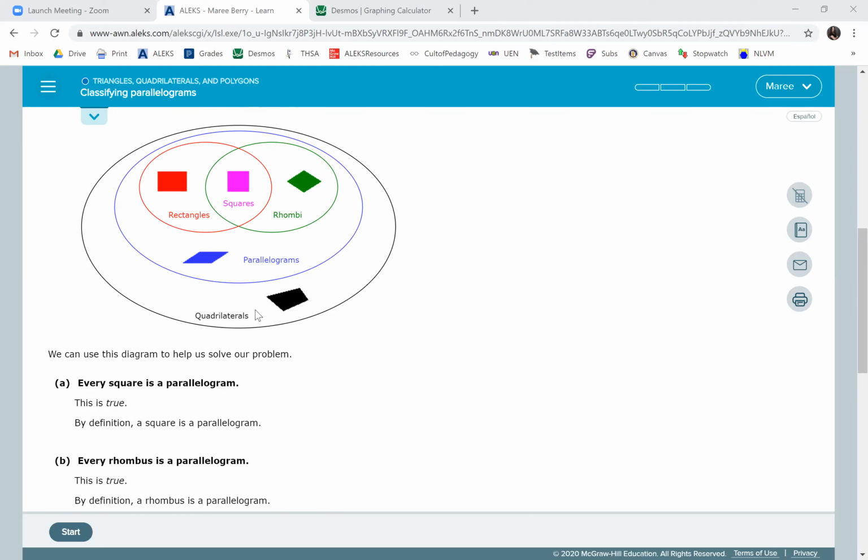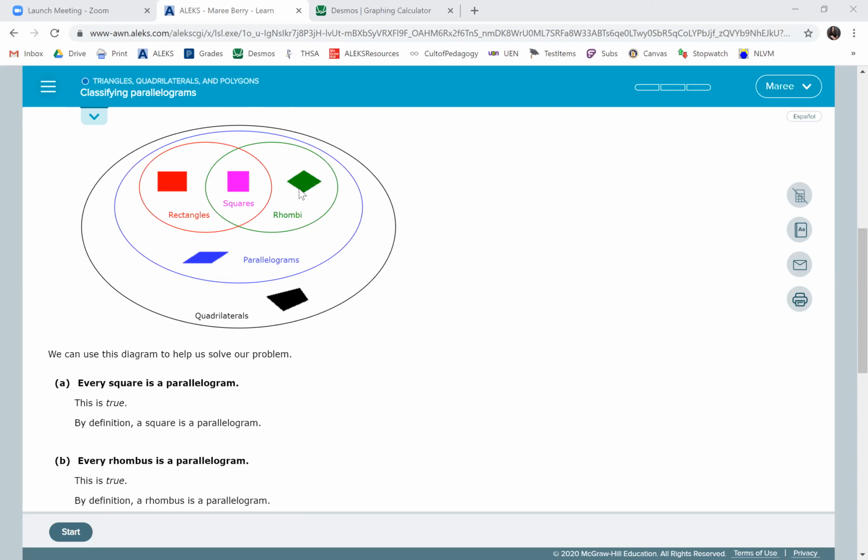So quadrilaterals include all 4-sided figures. All parallelograms are quadrilaterals, and all rectangles, squares, and rhombi are also quadrilaterals. If we're looking at parallelograms, then all rectangles, squares, and rhombi are also parallelograms. So if you look at the square, it falls in every single circle. So a square is a rectangle and a rhombus and a parallelogram and a quadrilateral.